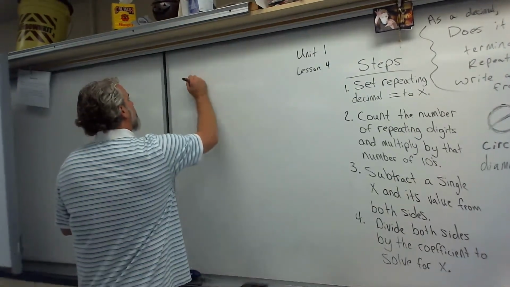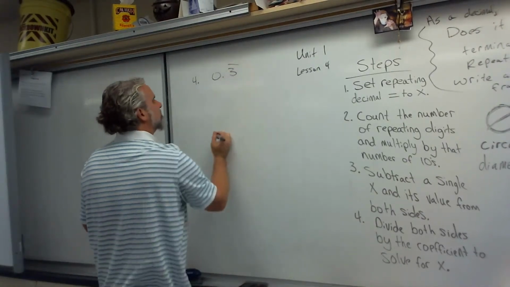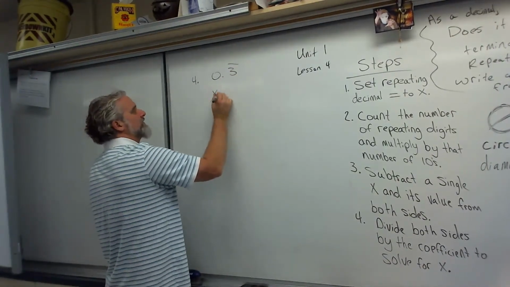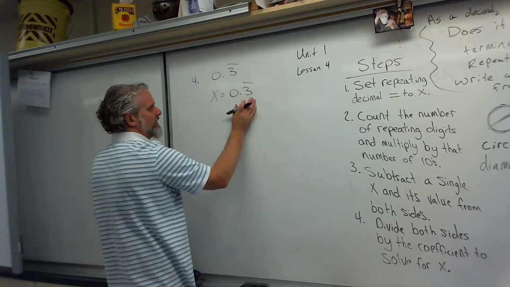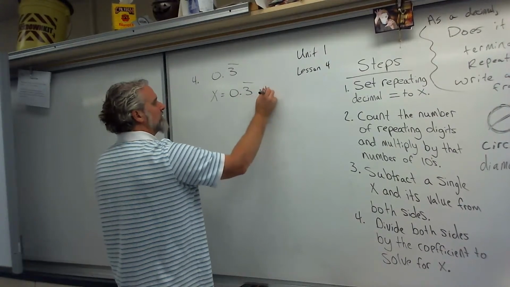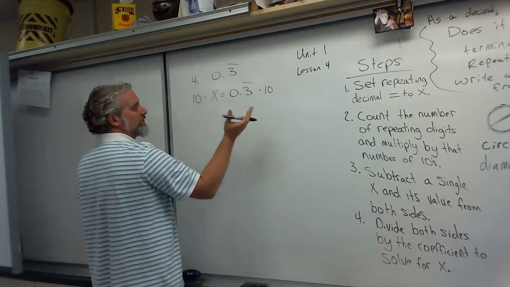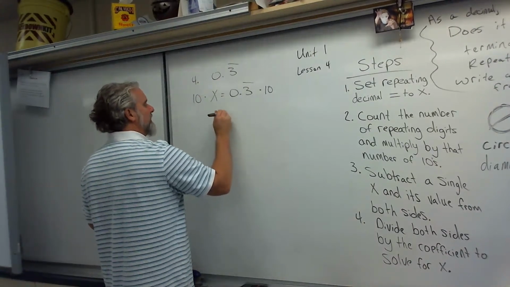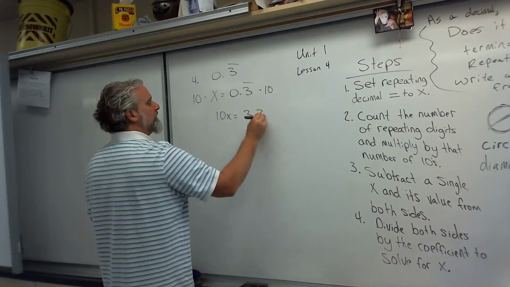Problem number 4 is 0.3 repeating. Set it equal to x. See how many digits are in the pattern? Just one. Multiply times 10 to the first power, which is still just 10. We get 10x equals 3.3 repeating.